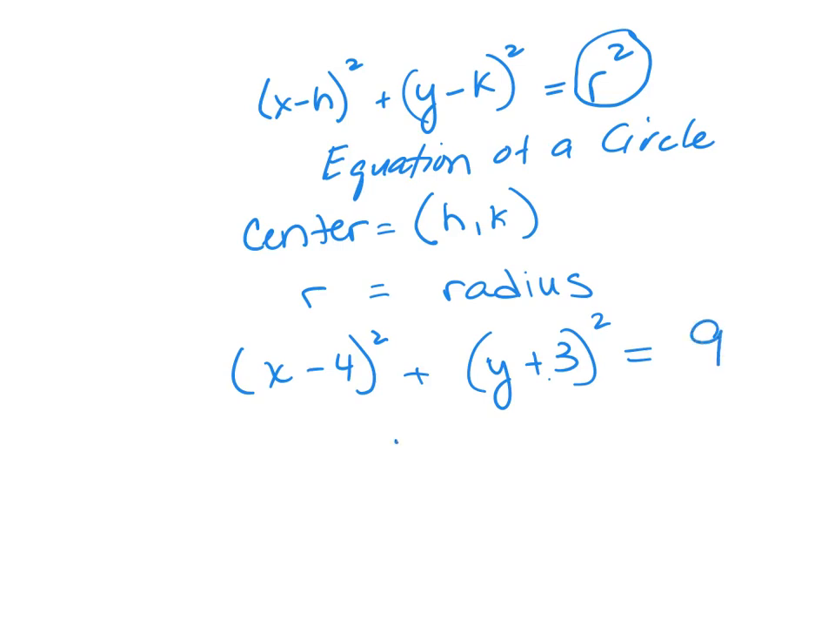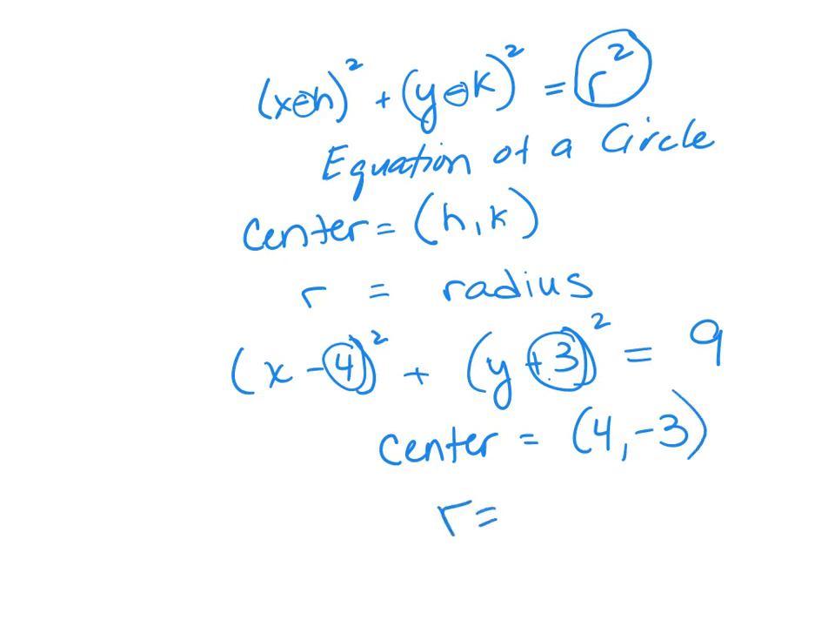Your center, very good, would be the opposite of what's in this parenthesis and the opposite of what's in this parenthesis, because there's a minus in the formula, so it's opposite of. And your radius is what? 3, because it's the square root of 9, okay?